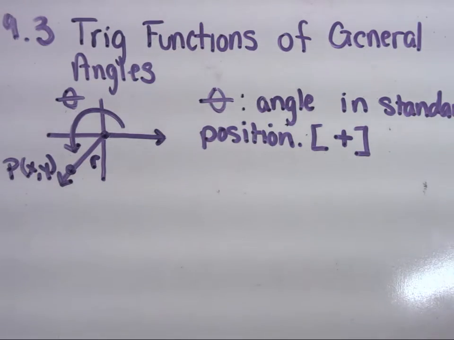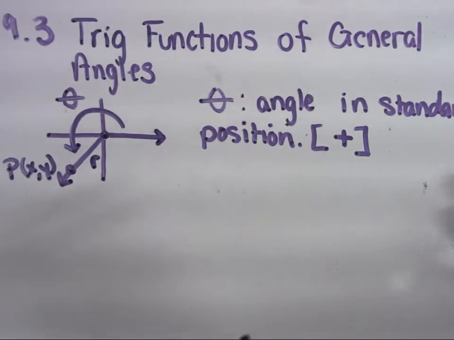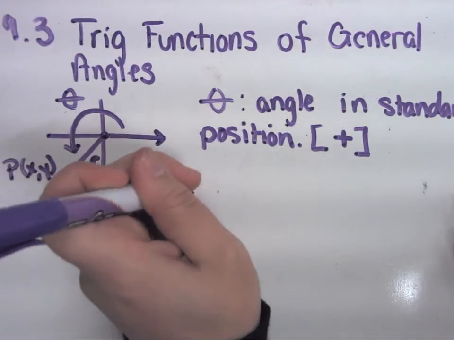R is radius. Okay, if we don't know what R is, what is the theorem we already talked about that helps us find R? You talked about it in geometry. We talked about it in 9.1 or 9.2. Starts with a P. Yeah. Pythagorean.